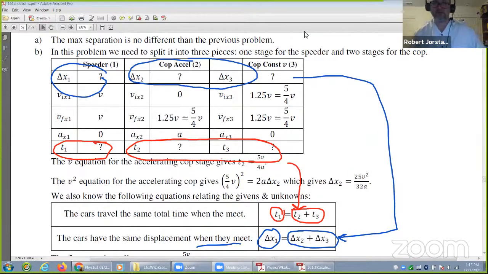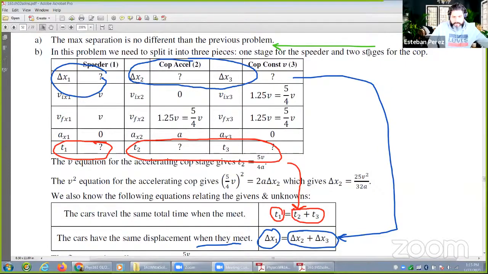All right, here's a bonus question. Up here at the top, this says we don't need to worry about stage 3. That's basically what it's saying. Agreed? Why do we not need to worry about stage 3 for max separation? Why do we not need to worry about the cop moving at constant velocity for part A? Because max separation happens when the velocities are equal, and that happens in stage 1.